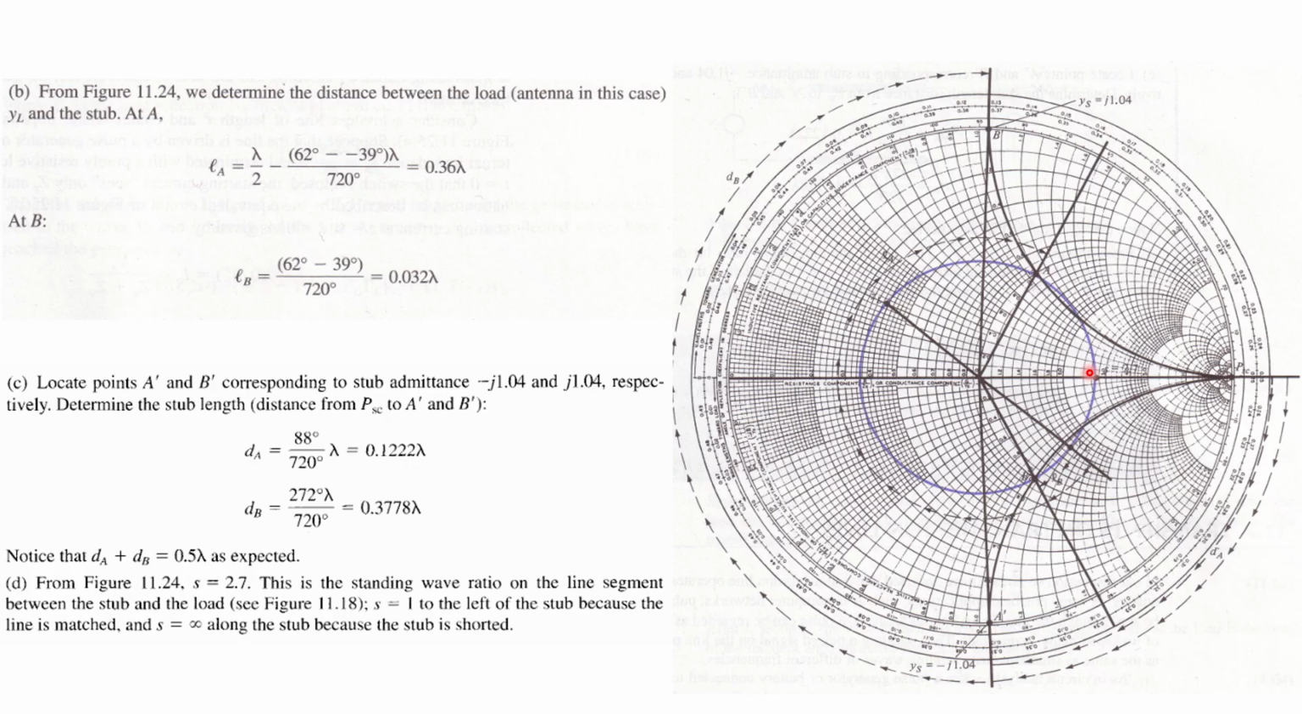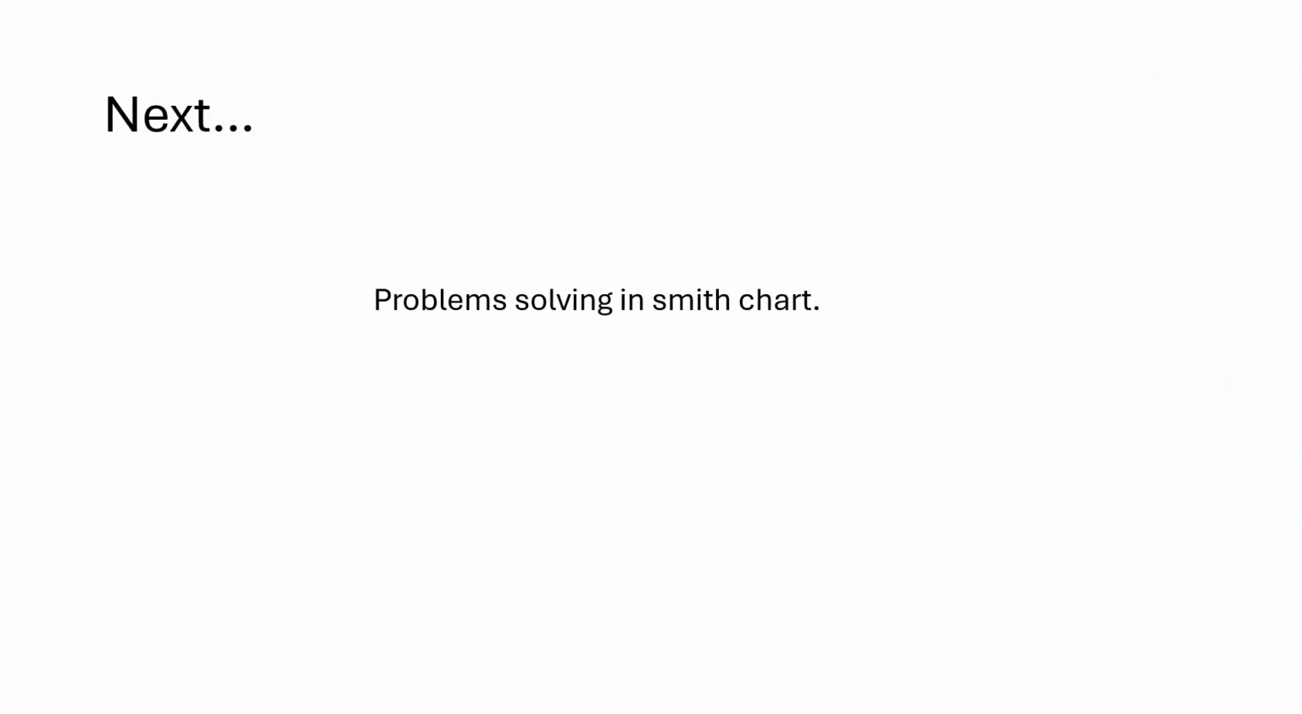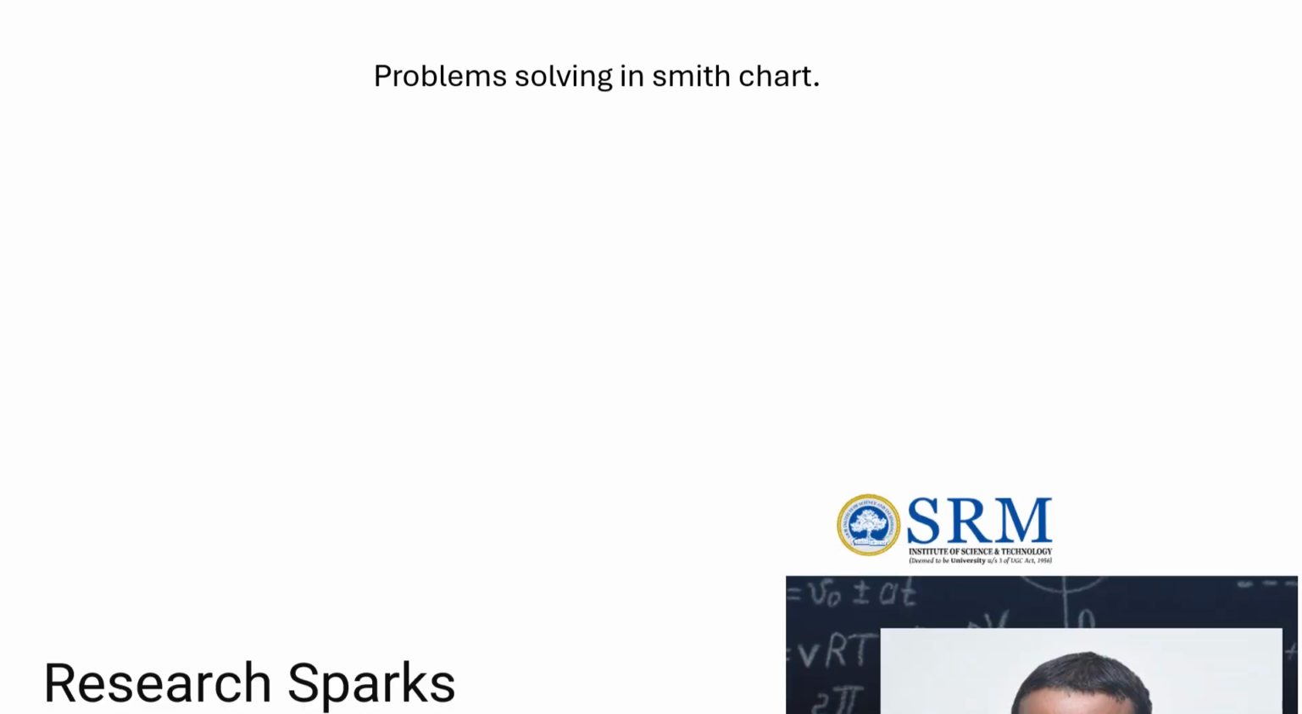Further, if you wanted to find out your reflection coefficient, then you can find it by extending this, divided by this total, wherever it will cut. So this is a technique to solve the Smith chart. I hope you got it. Further, we can see some more problems related to the Smith chart. In the next class, in the next session, if required, we'll solve.